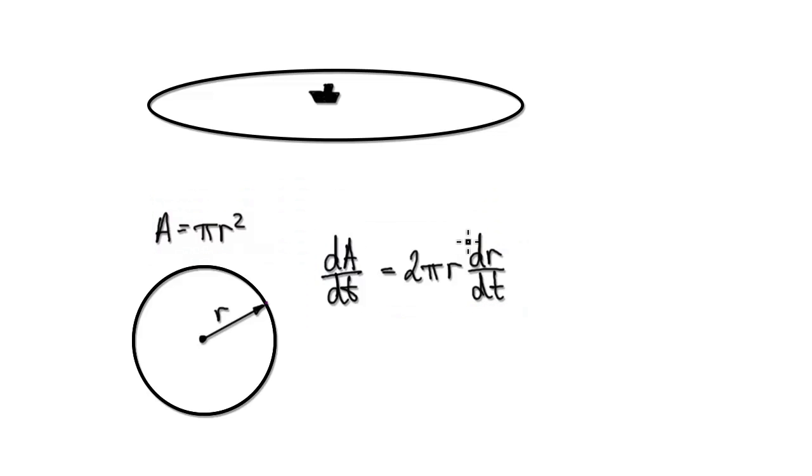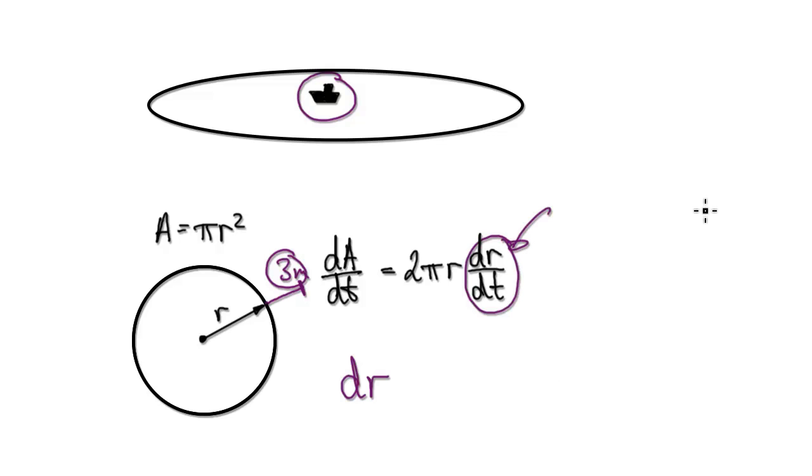So now let's just imagine our oil tanker here. It's spilling oil. Let's just say the radius has grown by a physical 3 meters. I'm talking about dr. I'm not talking about dr by dt. This dr by dt is like a rate. It's like me saying it's growing by 3 meters per second. Here you're talking about the speed at which the radius is growing.